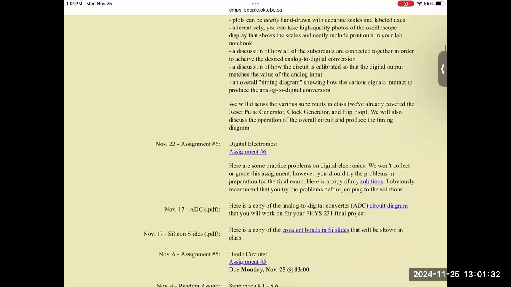The other thing I wanted to say is that I have put out an assignment 6, but we're not going to collect it and grade it. Nevertheless, you should try these problems because they're on some of the digital electronic stuff that we're doing. By the end of today's class, you should more or less be able to do that whole assignment. If you want to check your answers, I posted the solutions. Obviously, I strongly recommend that you try those problems first before jumping to the solutions.